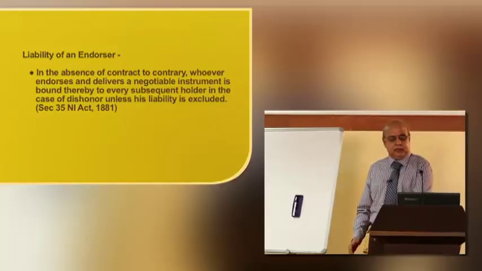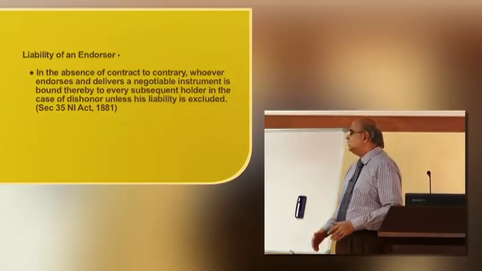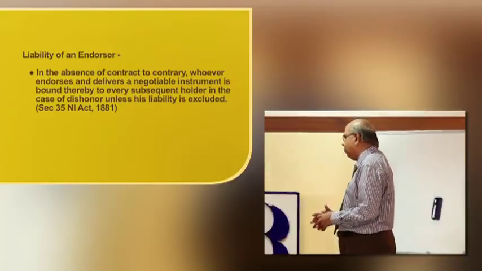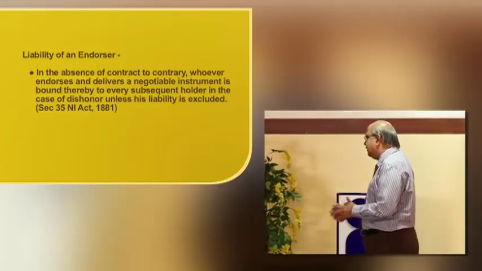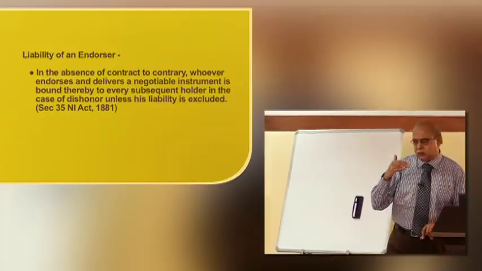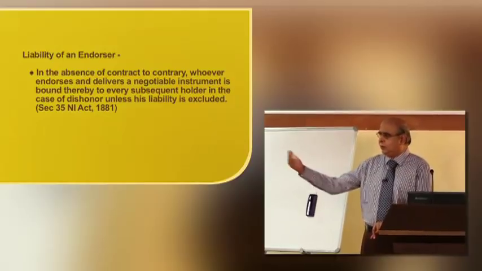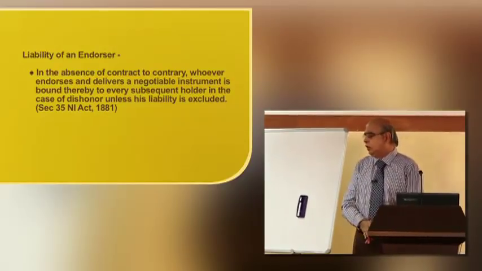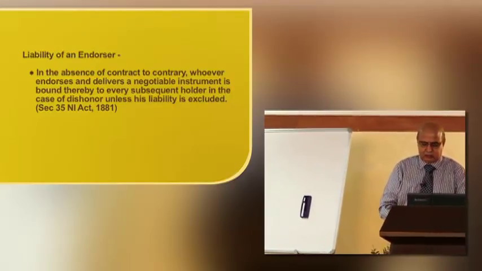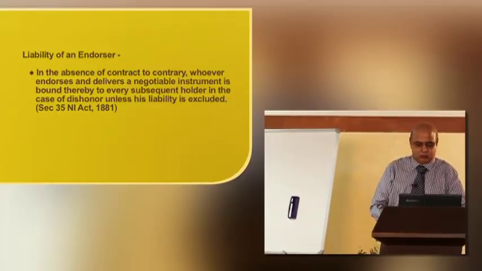Liability of an endorser. In the absence of contract to contrary, whoever endorses and delivers a negotiable instrument is bound thereby to every subsequent holder in the case of dishonor unless his liability is excluded. That means one negotiable instrument is passed on to another in a proper channel and proper manner. It goes to another person, means the person who is expected to make the payment is liable to every other person as it is mentioned in that particular bill of exchange or a check or a negotiable instrument as the case may be.